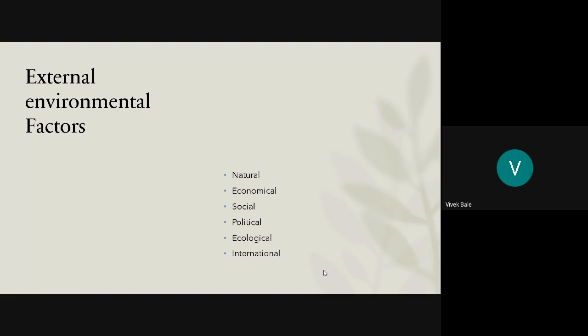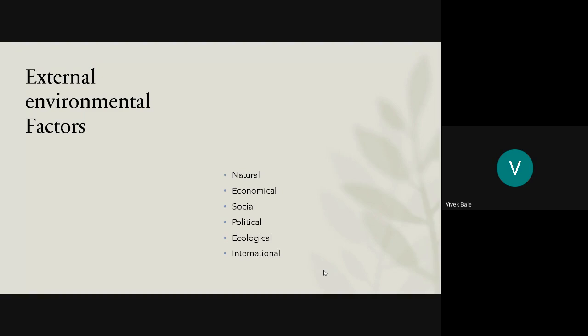There are certain ecological factors. Ecological factors in terms of, when you implement your strategy, what sort of impact your strategy will create on the environment. Whether your strategy will damage the environment, or whether your strategy will be able to help sustain environmental conservation or not.